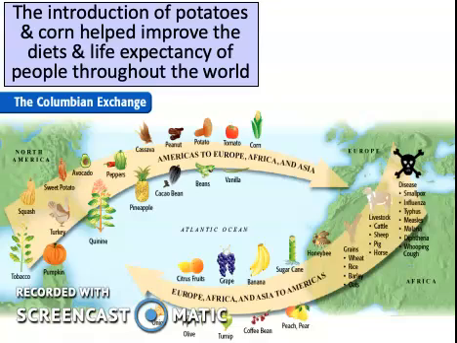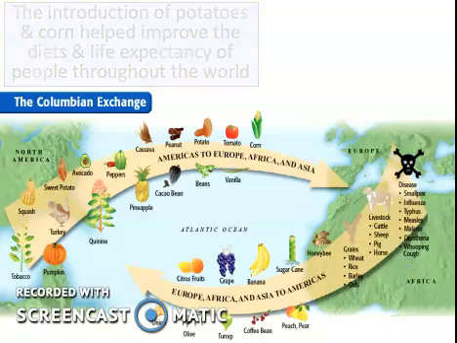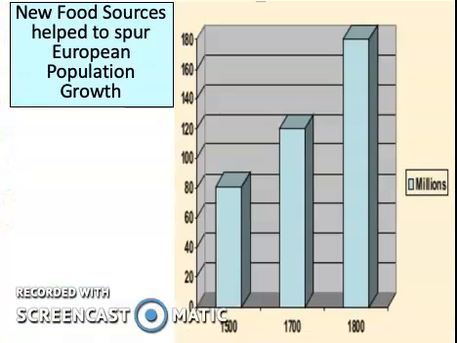So the first one that we want to look at is the introduction of things such as potatoes and corn, and basically all those other foodstuffs that you see there are going to really improve the diets and the life expectancies of people around the world. Because of this, European population really starts to grow.